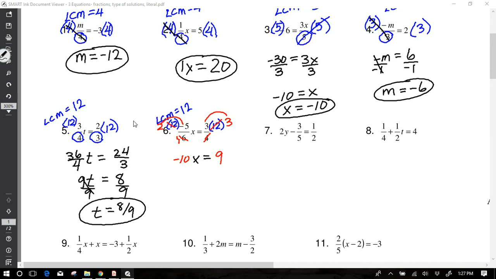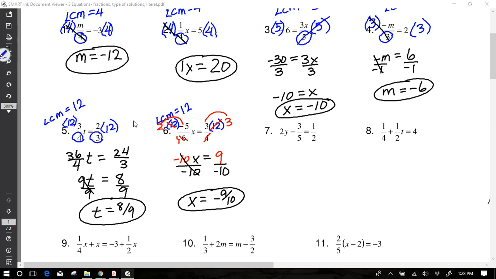All right, and so my last step for getting this x variable by itself is to divide by -10 on both sides. And I'm left with x equals -9/10. And remember from last semester, it doesn't matter with a fraction if your negative goes on the top, the bottom, or in the middle. Let's look at number 7 together. Number 7, we are kind of taking this up a step.